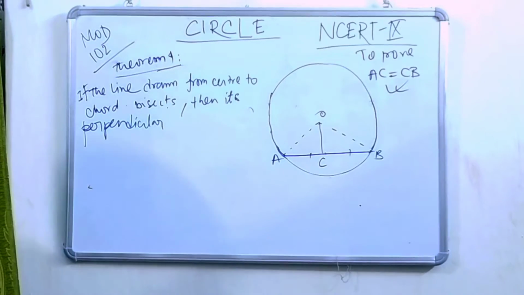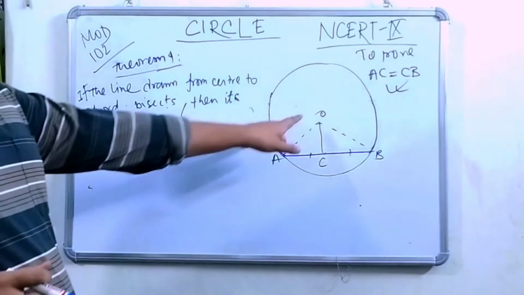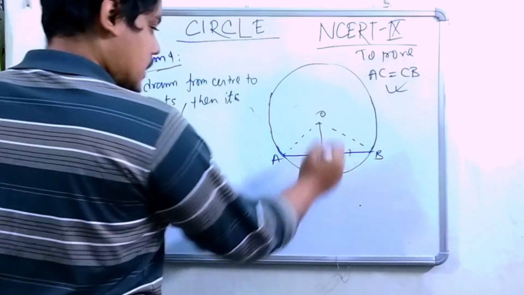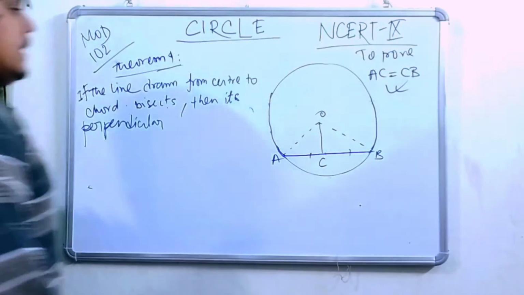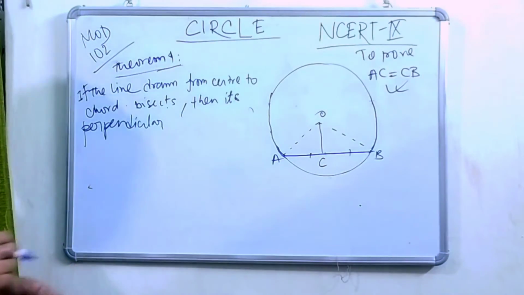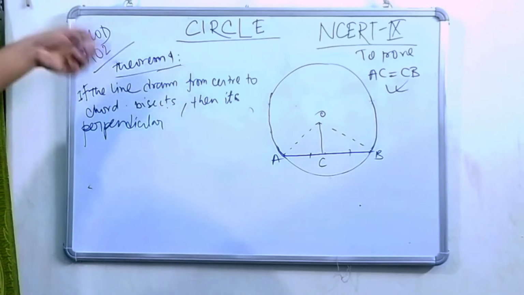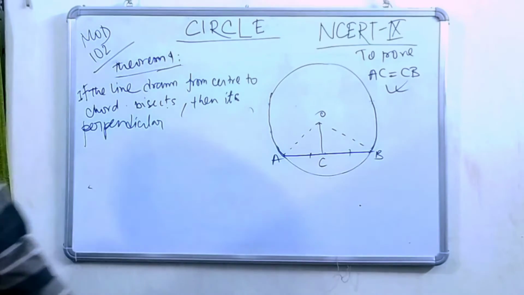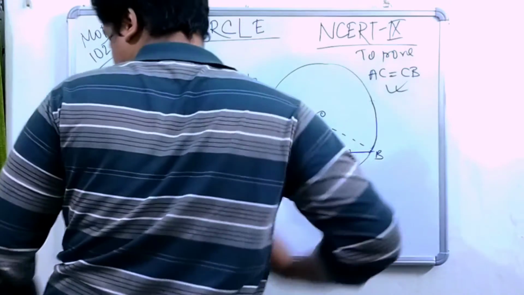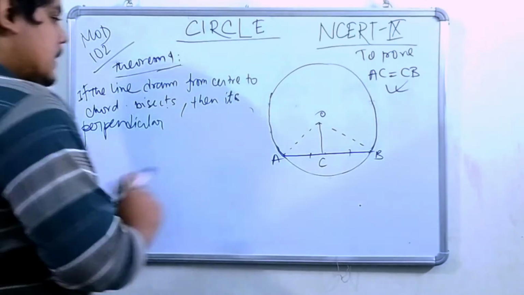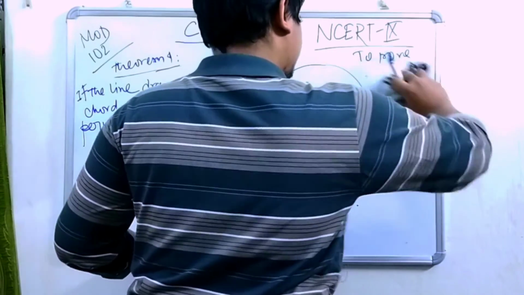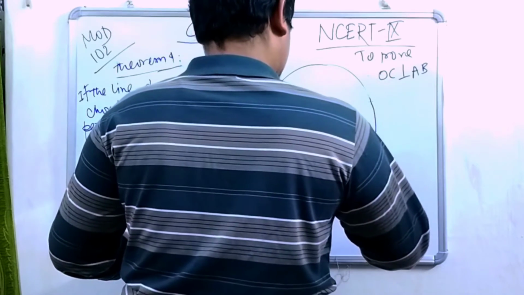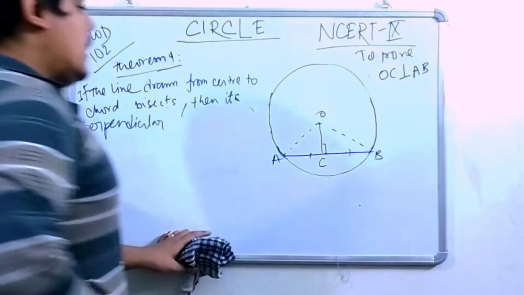Now the theorem is that if from the center I have drawn a line, and the line bisects the chord, then it should be perpendicular. So if the line drawn from the center to the chord bisects it, then it's perpendicular. What do I have to prove? I have to prove that OC is perpendicular to AB, or that these angles are 90 degrees. Now how to prove it?